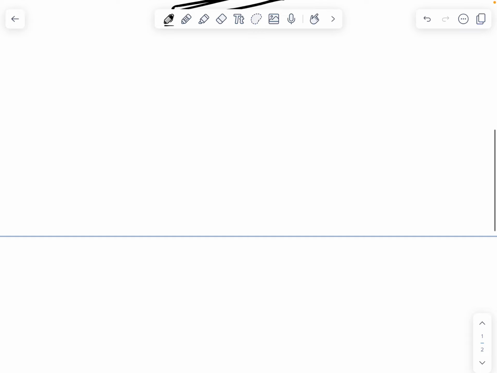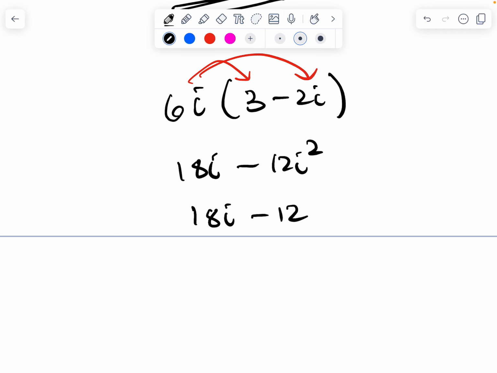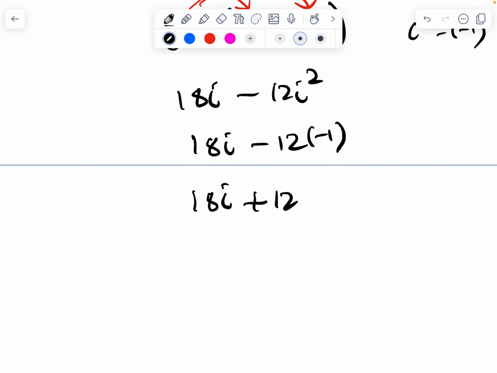Okay, a way to practice one of these. Let's do this one. Let's do 6i times (3 minus 2i). Go ahead and pause the video, give it a try. Okay, so this is going to give us 18i, and this is going to give us minus 12i squared. 18i doesn't change, but i squared, remember, is negative 1, so we're going to do that, and that's going to turn that into a positive 12. Okay, so it's the distributive property with an extra little twist at the end.